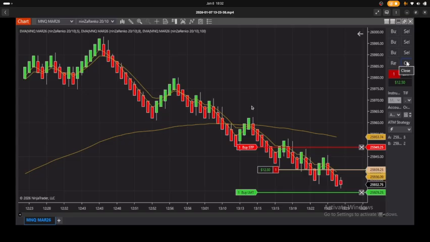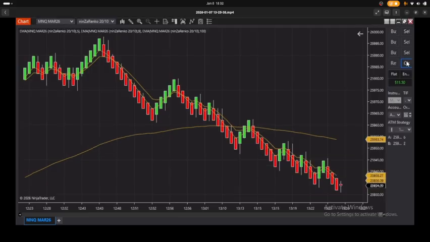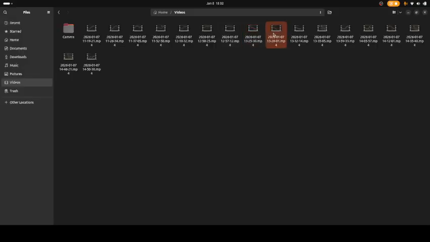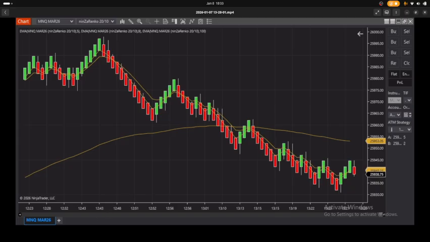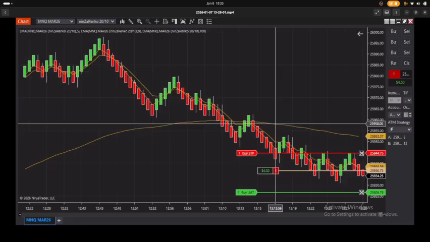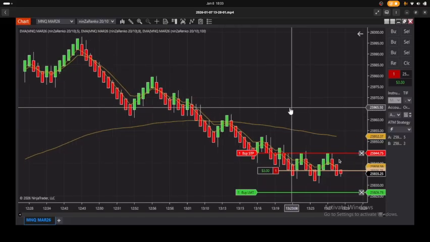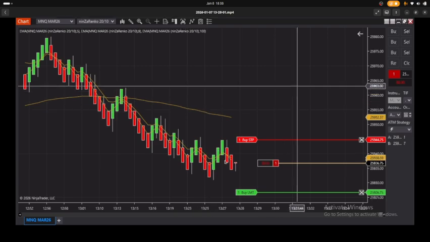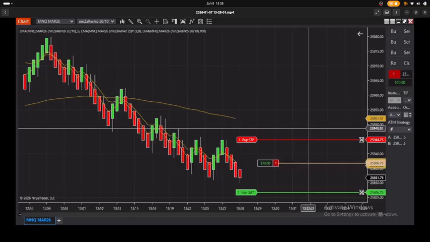Went short on the continuation. Order filled. Closed it for about 5 points. Went short again. Another continuation off the 20 renko. See if we can get more continuation to the downside. There you go, up 5 points.